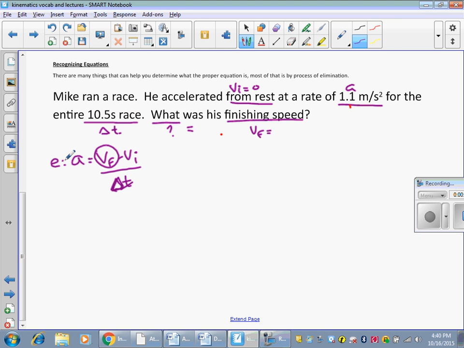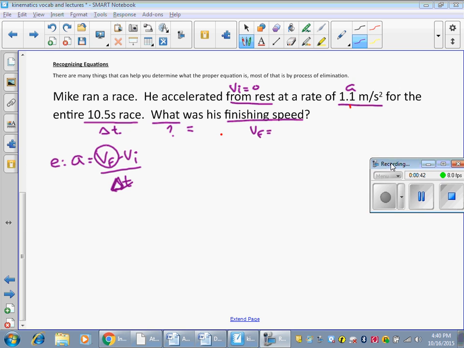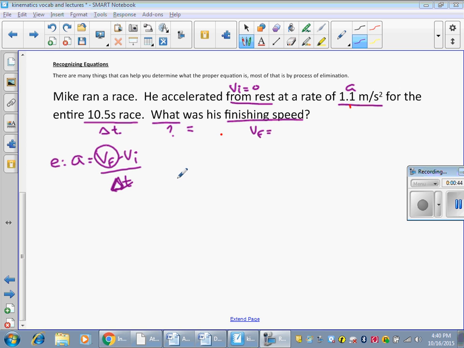Alright, so you remember we picked this equation because it's the equation that has A in it, V final, V initial, and change in time, right? You have to use an equation that uses everything here for right now. Later on it might be different, but for right now this is what we're going to do, okay? All right. So I'm going to do this the scholastic way, in which I solve for V final, because it says V final equals, right? So that's why I circled it.